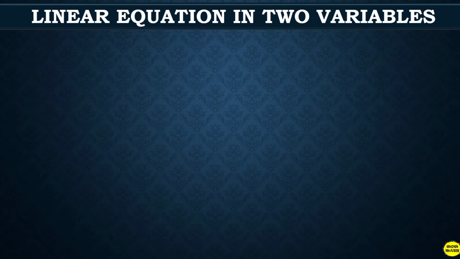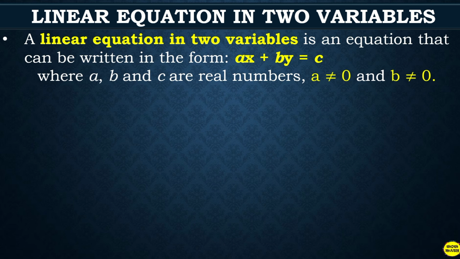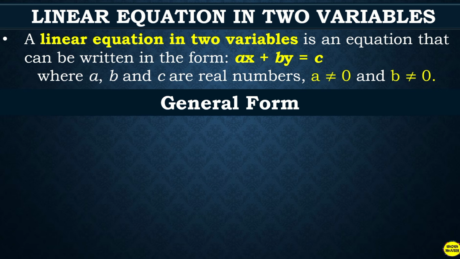So first, what is a linear equation in two variables? A linear equation in two variables is an equation that can be written in the form ax plus by equals c, where a, b, and c are real numbers, and a should not be equal to 0, also b. So remember, the linear equation in two variables can be written in the form ax plus by equals c, where a, b, and c are real numbers and a should not be equal to 0, b is also should not be equal to 0.